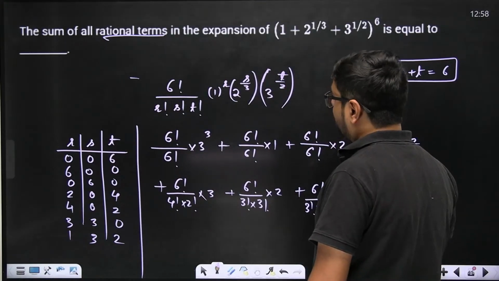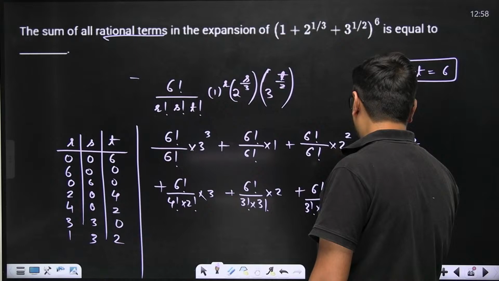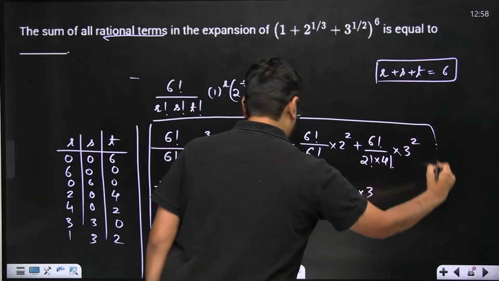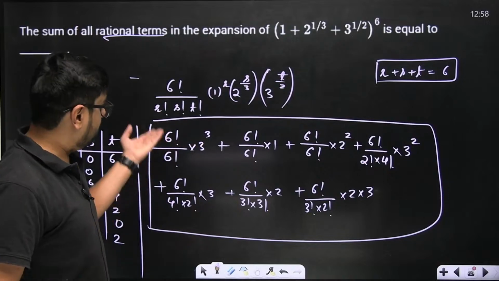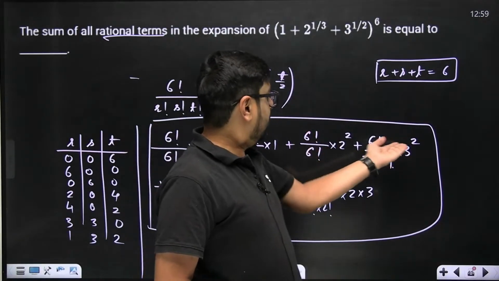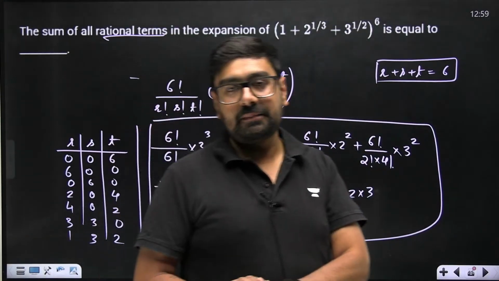2 to the power 3 by 3, that means 2, and 3 to the power 2 by 2, that means 3. So this will be your answer. And these will be easily solved. All of these, 120, this is 27, this is 1, this is 4, all these will be solved, and the total of these will be your answer.